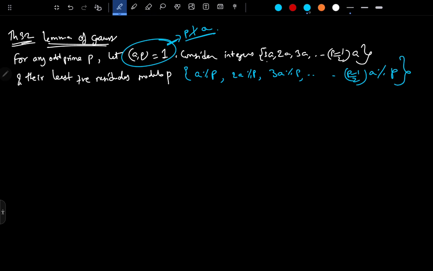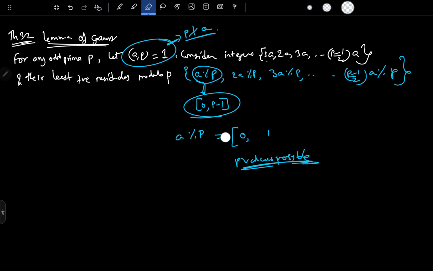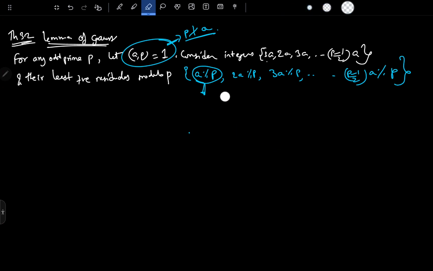Remember that we can comment on the value of a percent p: it lies between 0 and p minus 1. This is a simple thing. To talk only about positive remainders, there are p possible values, and that range of values will be 0 to p minus 1. Let's not talk about this, let's jump directly ahead.